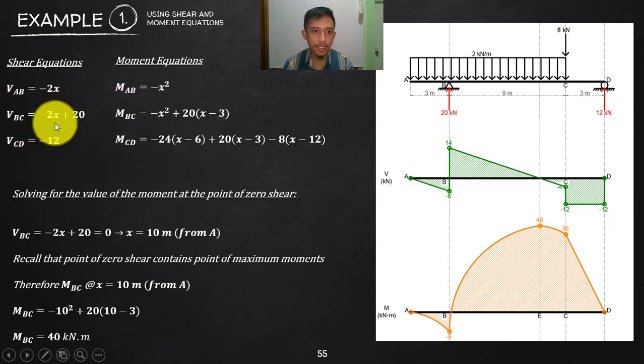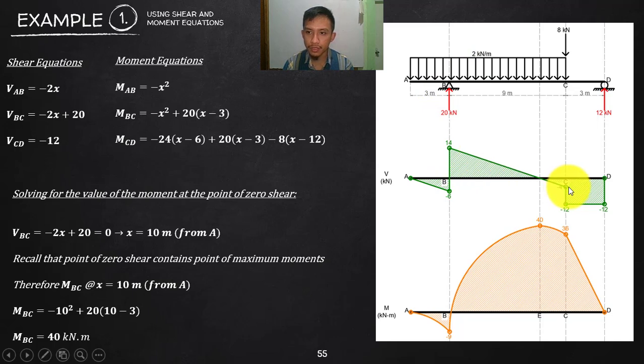Now let's go to BC. Using your shear of BC, substitute 3. If that is 3, that is negative 6, that will become positive 14. So that's it. At the same point, you have two different values, just like in our unit 1. But this time, I am now explaining the reason why there is a change. That is due to the concentrated force, which is the reaction.